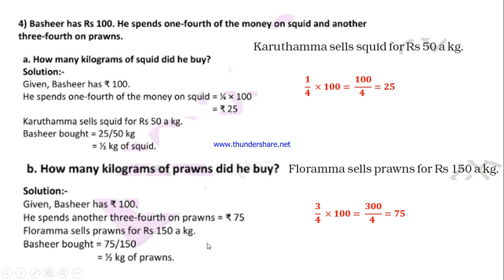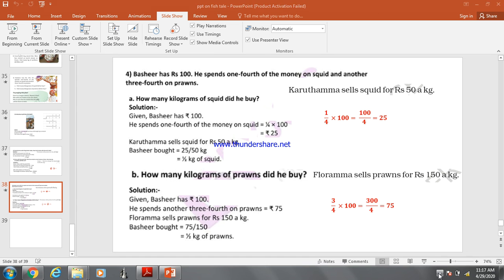Otherwise mentally also you can calculate. 75 rupees he is spending to buy prawn. 1 kilogram of prawn is 150 rupees, so half a kilogram of prawn is 75 rupees. That's why he is buying half a kilogram of prawn. So totally he had 100 rupees, and he spent 25 rupees on half a kilogram of squid fish and 75 rupees on half a kilogram of prawns.